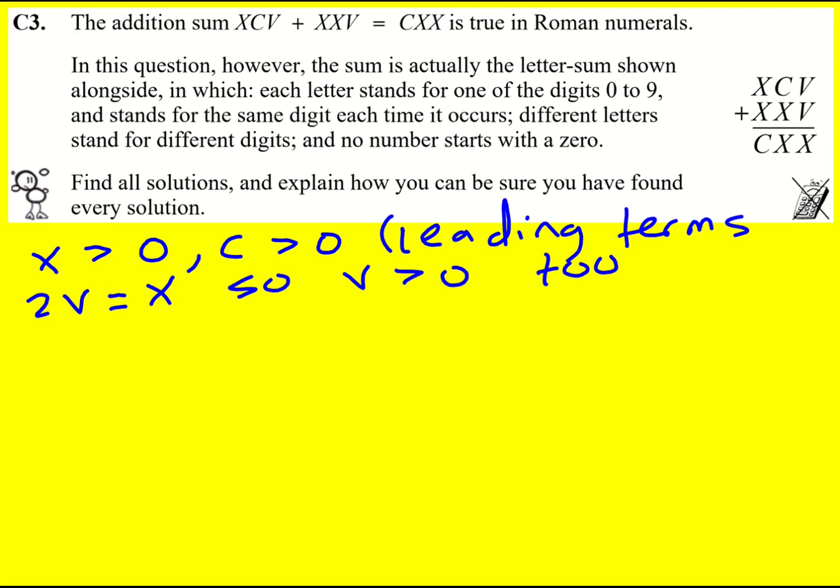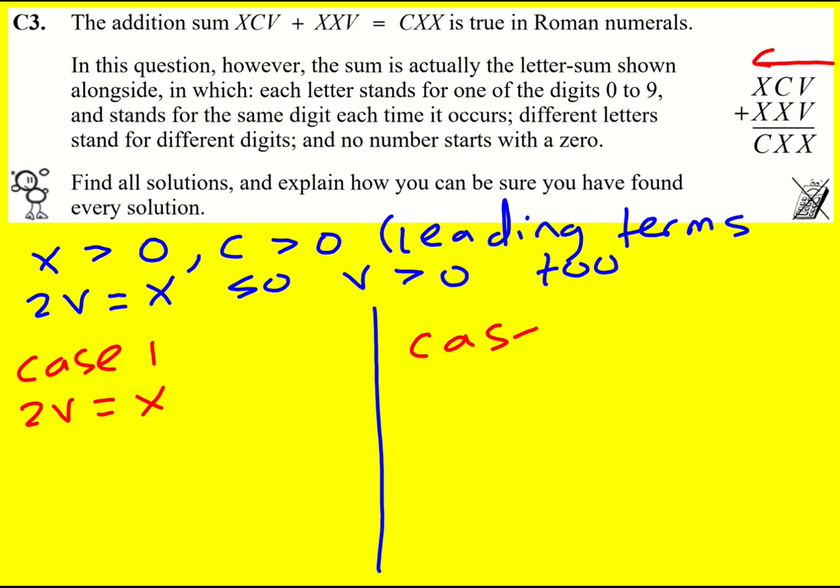So if v was equal to 0, then x would equal 0. Right, let's split this into two cases. Typically, it's a good idea to work this way in this sort of question. We'll start with the units and then build your way up. So I'm going to look at case 1, which is where v plus v is equal to x, and there's no carrying. So 2v is equal to x. So for example, v is 3, and then x would be 6.